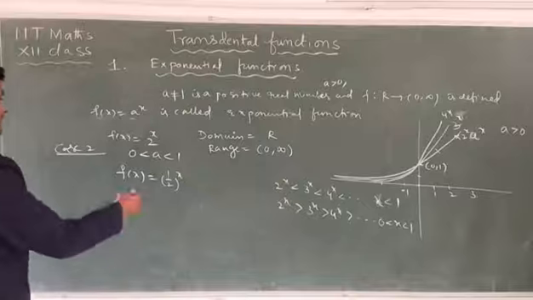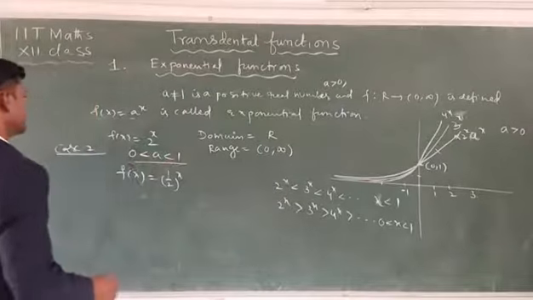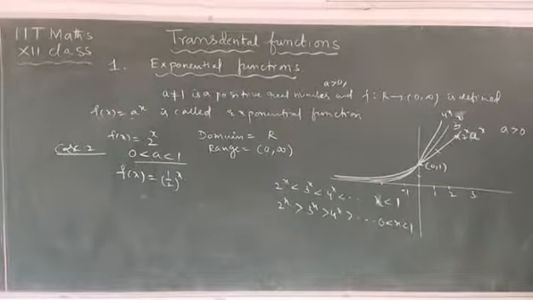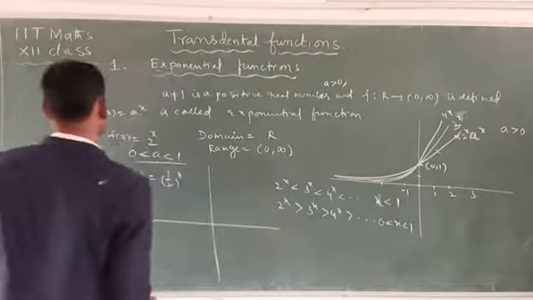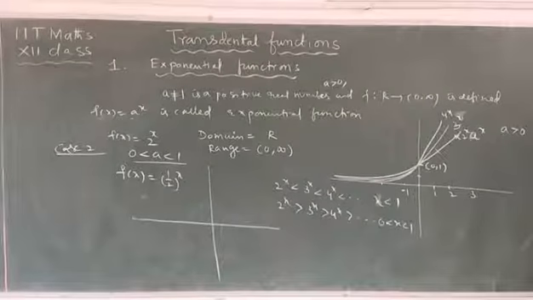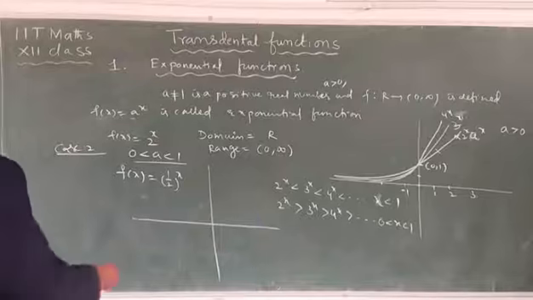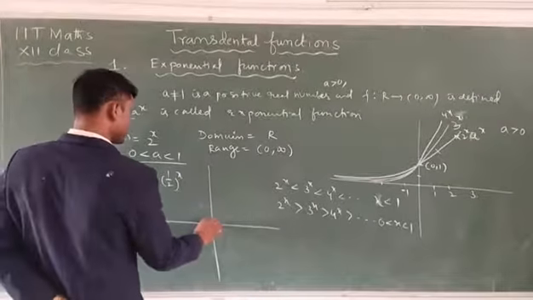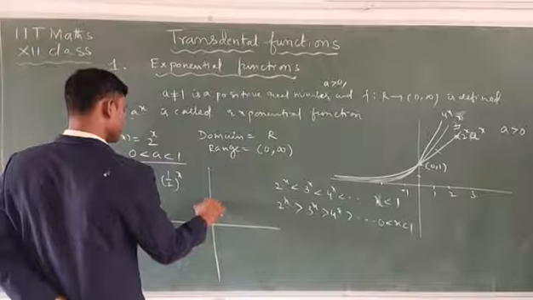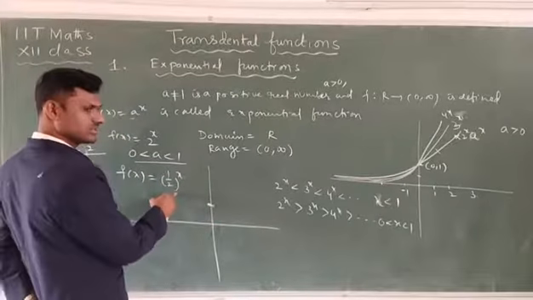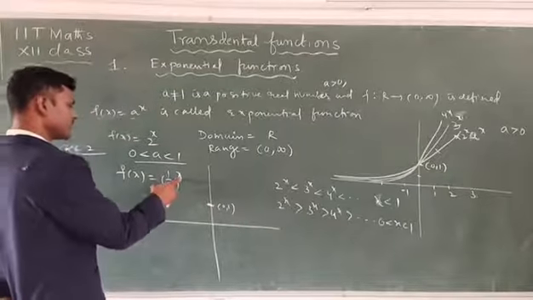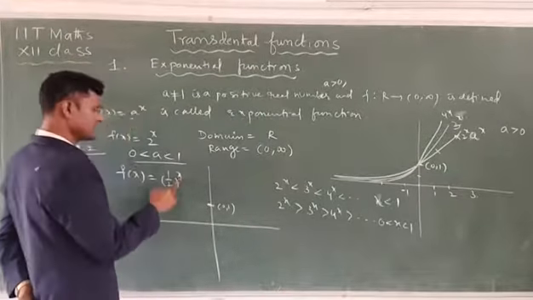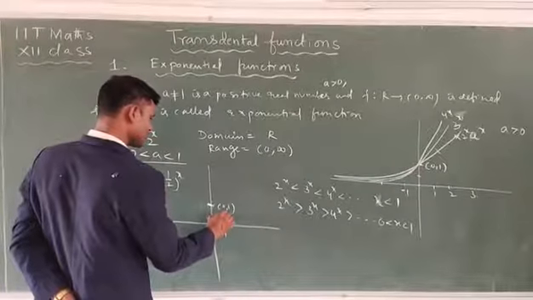Now the second case, a lies between 0 and 1. Then the graph will come opposite. Here 2 power 0 means anything power 0 is equal to 1, so this is (0, 1). Now substitute 1: that means here this is 1, and this is 1 by 2.